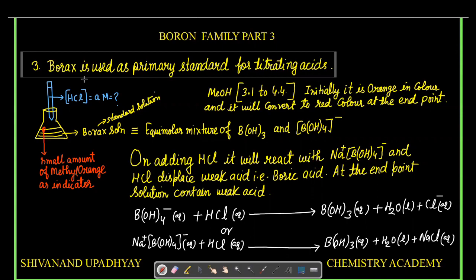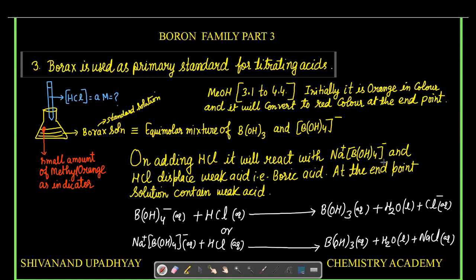So for standardizing HCl solution or sulfuric acid solution, we are using borax. On adding HCl, what is the reaction taking place we are discussing, because we know that borax solution is a solution of boric acid and Na[B(OH)4]. Acid and acid is not going to react. When I add HCl into this solution, boric acid is not going to react with HCl. So on adding HCl, it will react with Na[B(OH)4], and HCl displaces the weak acid, that is boric acid. At the end point, the solution contains weak acid.